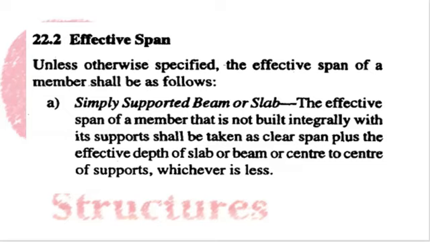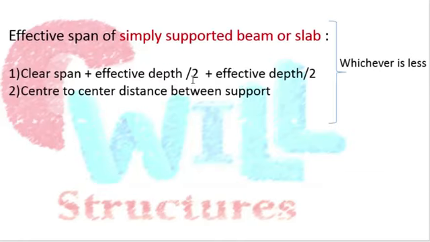Effective span of a simply supported beam or slab will be, one, clear span plus effective depth divided by 2 plus effective depth divided by 2, or two, center to center distance between the supports, whichever is less. First you have to calculate both of the values 1 and 2, and whichever value is less will be the effective span of your beam or slab.